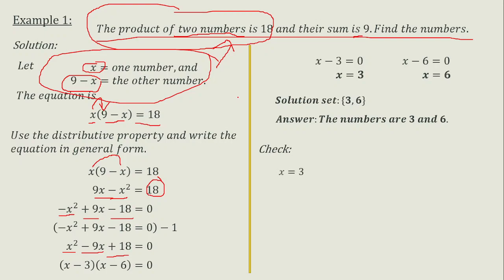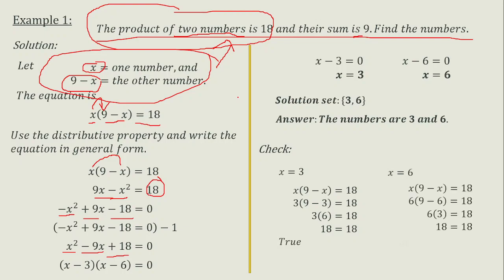So, x is equal to 3. Copy the original equation, so x times 9 minus x equals 18. Substitute the value of 3 into the given equation, so 3 times 9 minus 3 is equal to 18. 3 times 9 minus 3, the answer is 6. 3 times 6, the answer is 18. So 18 is equal to 18. The same goes for the other value, so it is true.